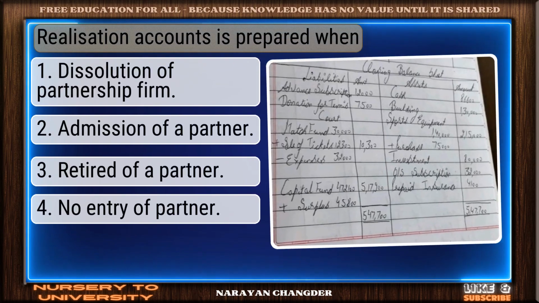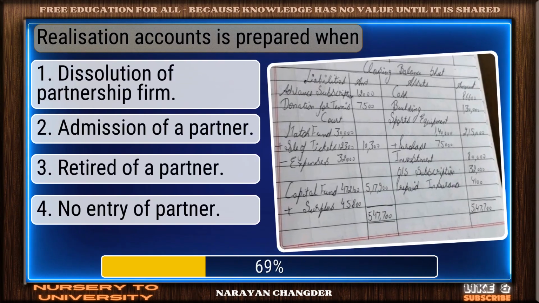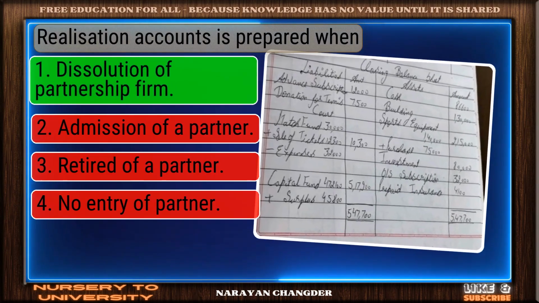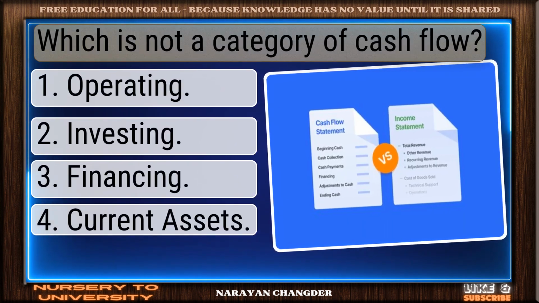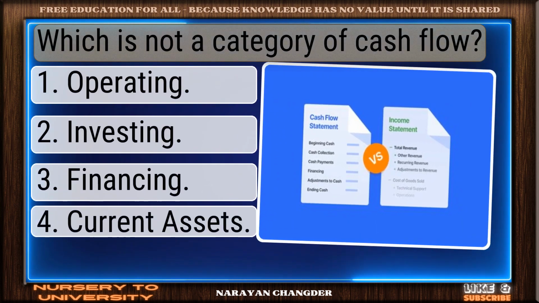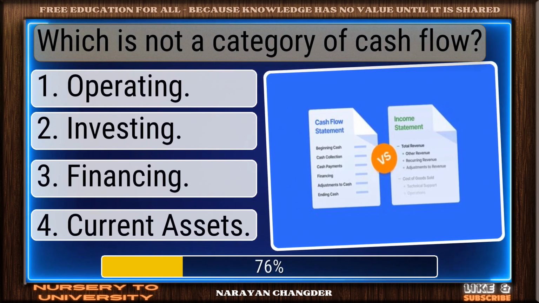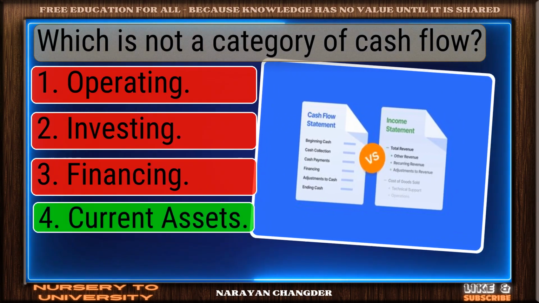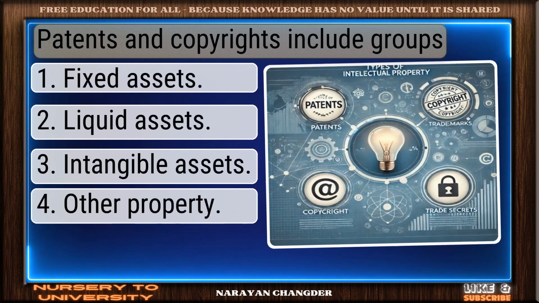Realization account is prepared when. Sharp thinking. Dissolution of partnership firm is the right choice. Which is not a category of cash flow? Smart pick. Current assets is the correct choice.